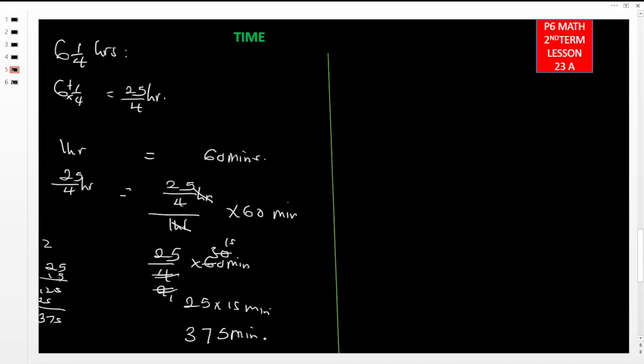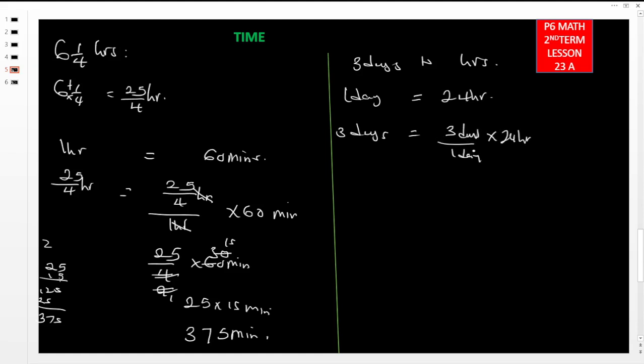Suppose we are given to convert 3 days to hours. What are we going to do? Our leading statement now is going to change. Now we are comparing days and hours. So the leading statement is 1 day is giving us 24 hours. How about the 3 days we've been given? This is 3 days all over a day, then times 24 hours. So a day with a day, 3 times 4, that is 12. I take here 3 by 2, 6 plus this one, 7. So we get 72 hours in 3 days.